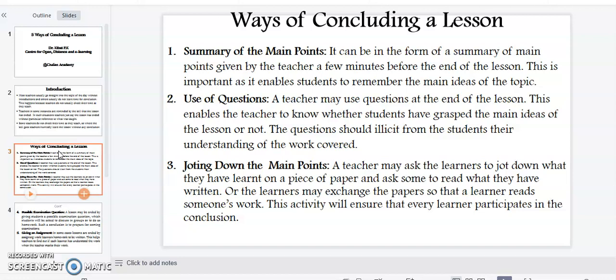Number 3, jotting down the main points. A teacher may ask the learners to jot down what they have learned on a piece of paper and ask some to read what they have written. Or the learners may exchange the papers so that a learner reads someone's work. This activity will ensure that every learner participates in the conclusion.